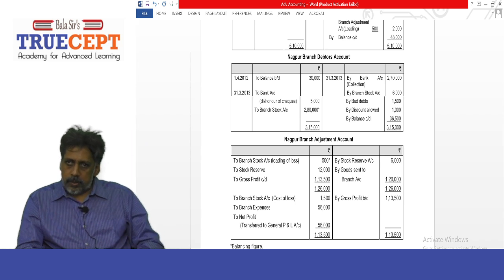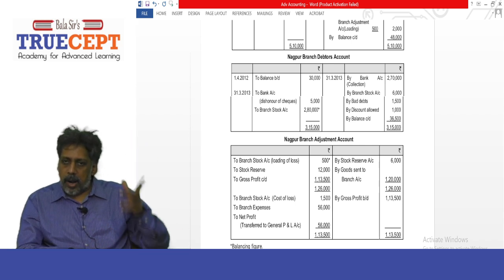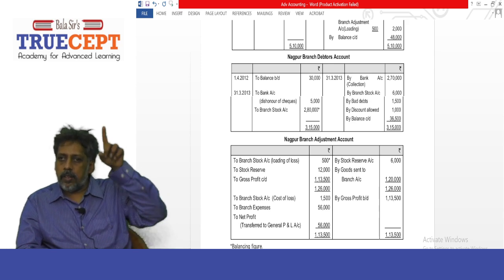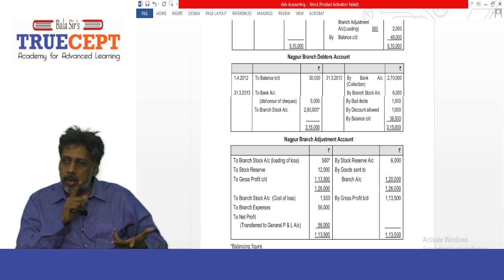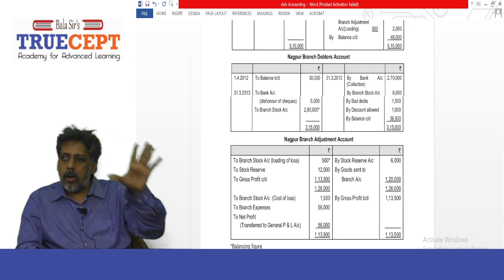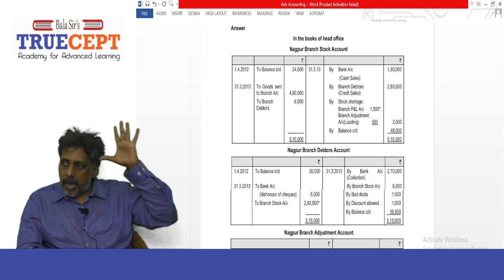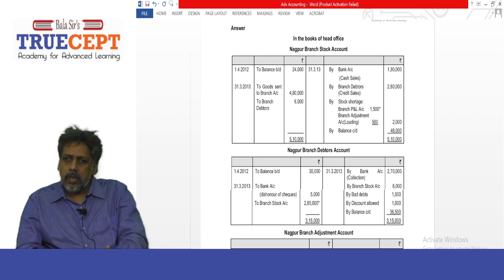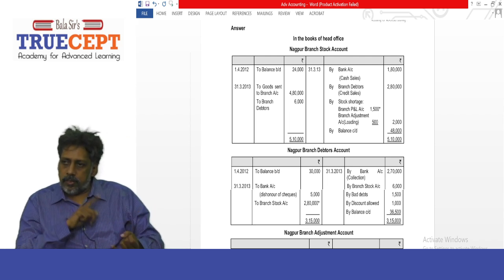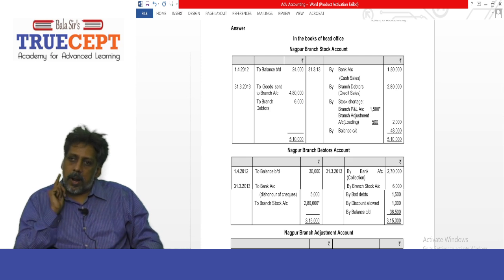Under stock and debtors method, whenever the goods are sold on credit, what is the entry? Branch debtors account debit to branch stock account. Okay, to branch stock account, what is the amount? 2,80,000. Then I will take the branch stock account. Just see, to balance brought down at invoice price, 24,000. Don't bother, all entries will be at invoice price. So to balance brought down 24,000. And then to goods sent to branch, how much? 4,80,000.